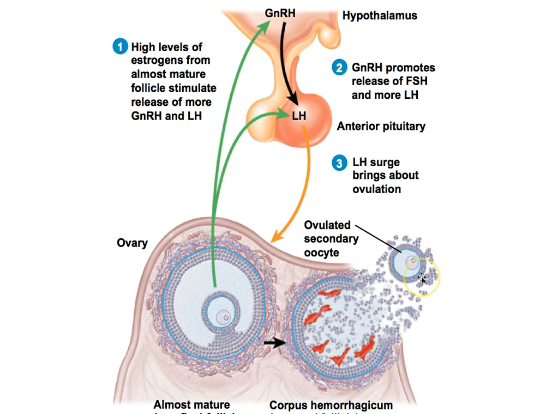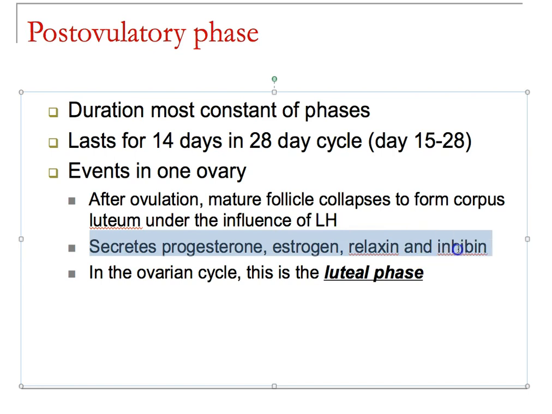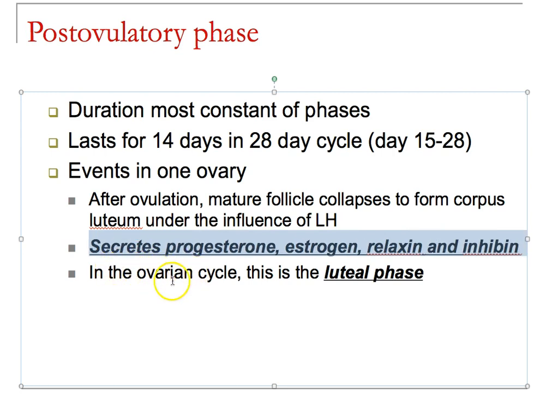Because remember, from here, we're going to now move to the fact that we actually have a corpus luteum that's left behind. Okay, that post-ovulatory phase is the most constant of all phases. It lasts for about 14 days. And what's going to happen is you're going to secrete progesterone, estrogens, relaxin and inhibin, right? And remember, I told you what they were doing a few minutes ago. Seems like a lifetime ago though.